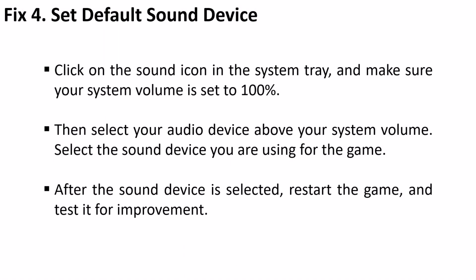Fix 4 is to set the default sound device. So click on the sound icon in the system tray and make sure your system volume is set to 100%. Then select your audio device above your system volume. Select the sound device you are using for the game. After the sound device is selected, restart the game and then check if your problem is solved or not.